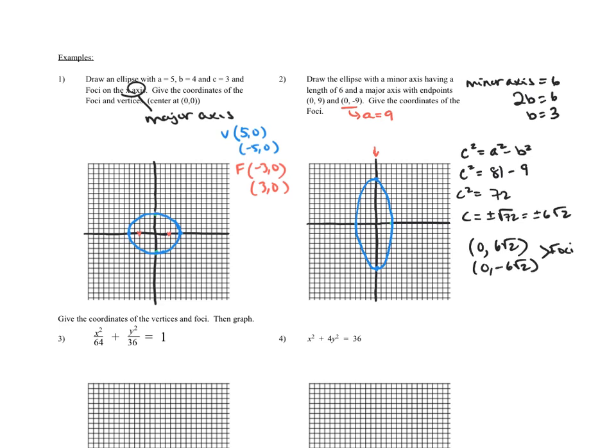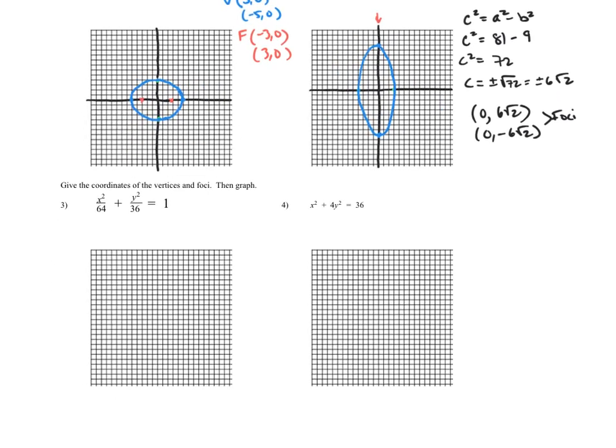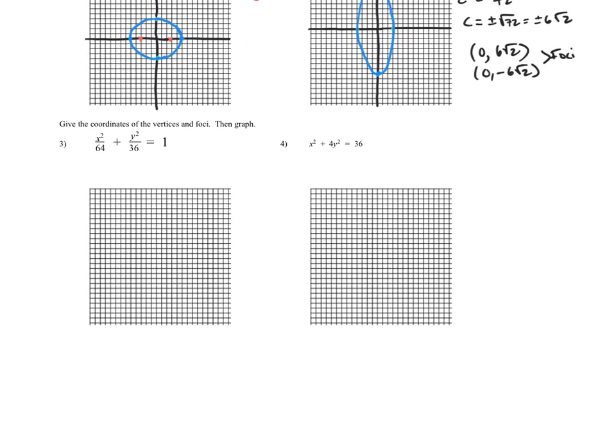All right, 2 more equations, 2 more examples, so let me move us down so we can see them better. The first one is in standard form, and we know that because it's equal to 1. So we can go ahead and write our center. Since there are no h or k values, this is 0, 0.